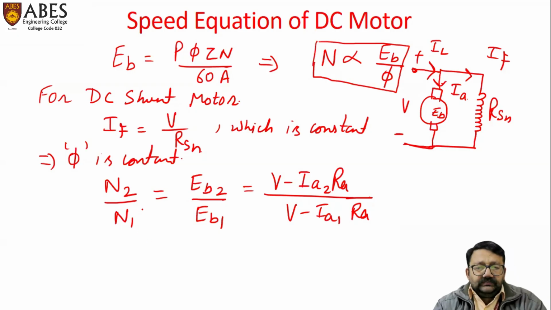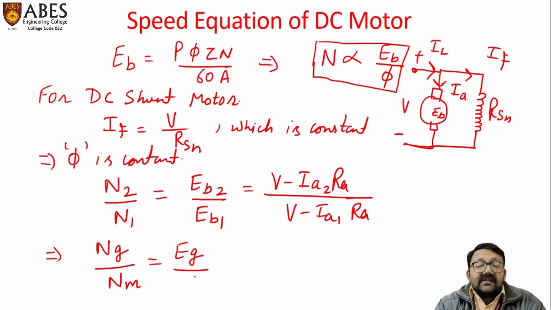Sometimes a special case is created in which a DC machine, in one case it is acting as a generator and in another case it is acting as a motor. So for a shunt machine acting in two different cases, we can apply the speed equation as follows. Speed of generator divided by speed of shunt motor is equal to, in case of generator, we calculate generated EMF, and in case of motor, we calculate back EMF.